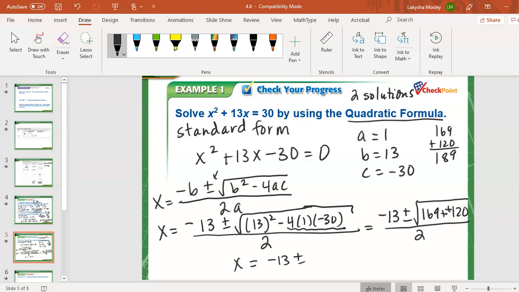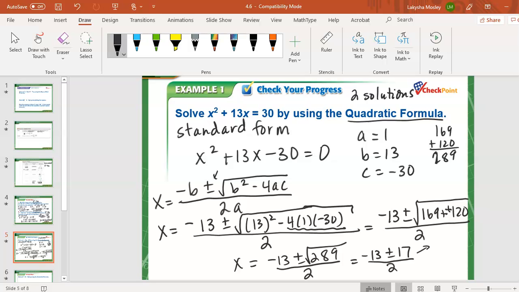Yeah, I'm so sorry, 289. This is 289. It is still under the square root, and I know the square root of 289 is 17, I believe. Divided by 2. Final step, negative 13 plus minus 17, because it's a perfect square, divided by 2. So here are your two solutions.